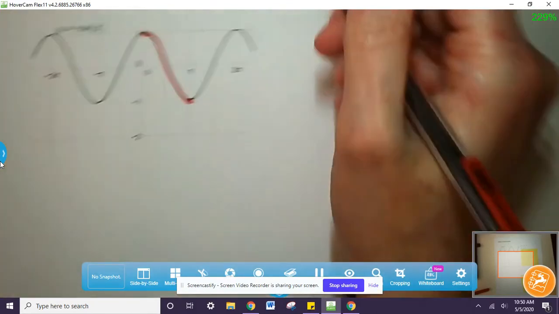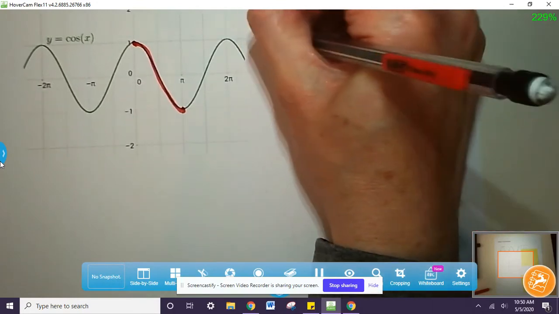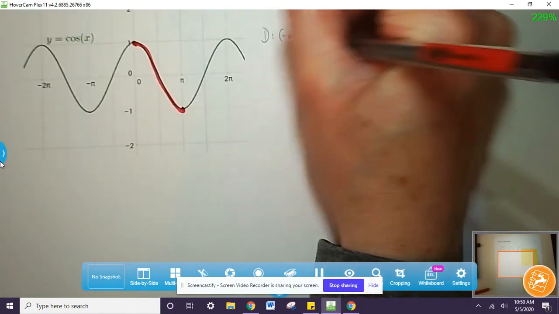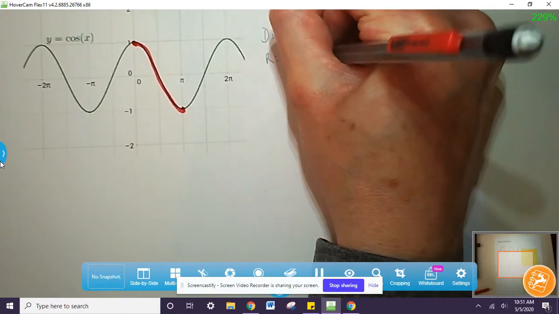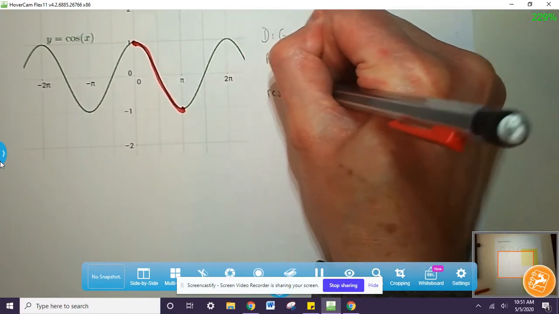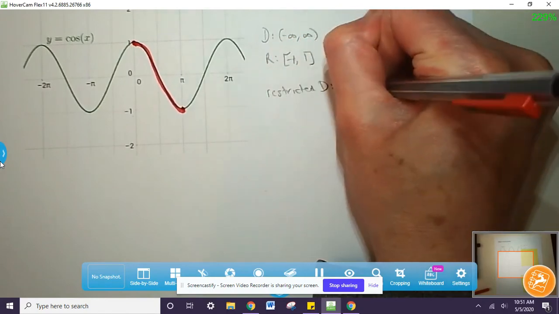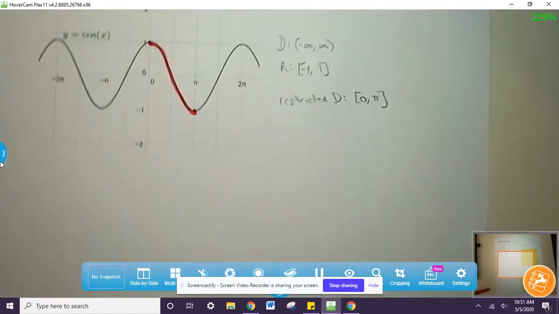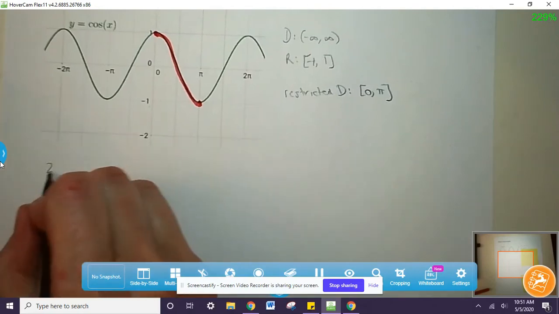So this is cosine. Cosine's actual domain is negative infinity to positive infinity. The range is -1 to 1. But the restricted domain that we're going to use goes from 0 to pi. So let's zoom in on that piece.